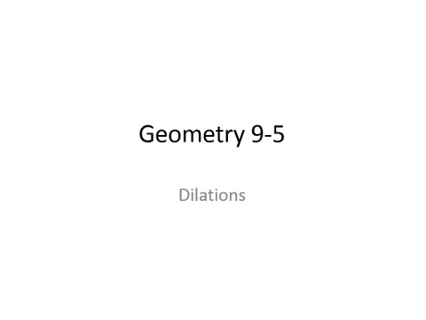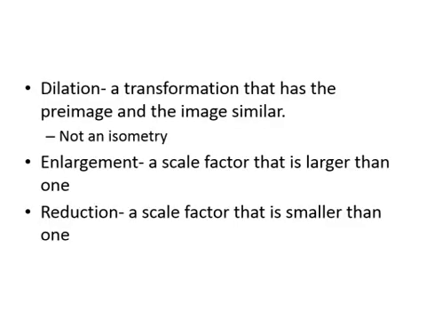Okay, so moving on to section 5, we're looking at dilations, continuing with this transformation stuff. Dilations are something we've dealt with before when we talked about our unit about scaling. A dilation is basically a transformation that has a pre-image and an image that are similar, but there's no isometry, so they're not congruent, but they are similar.